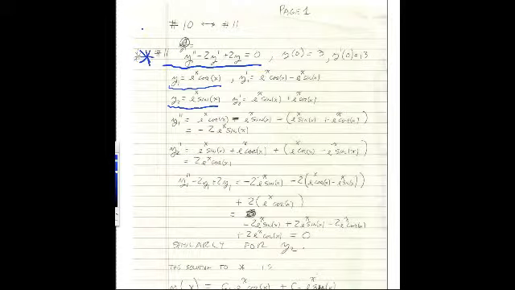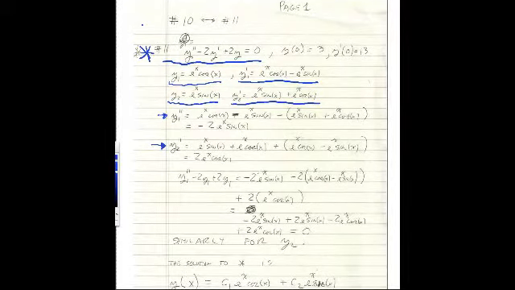Okay, so we need to use the product rule to find the derivatives first of the two functions, and that's what I've done here. Then we need to find the second derivative, and I've done that here and here. And I recommend that you look over that and make sure that you understand how that occurs.